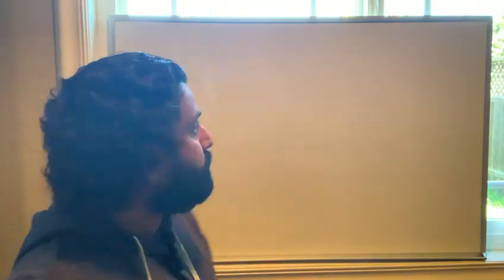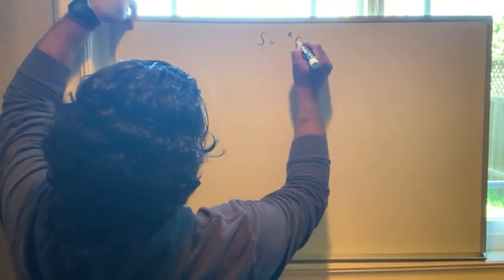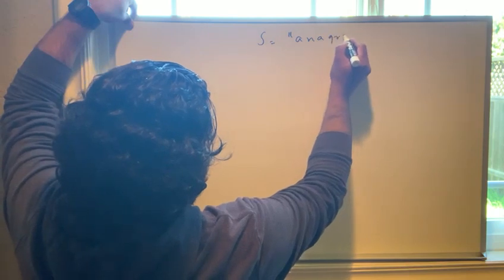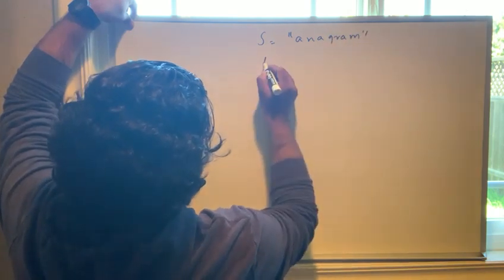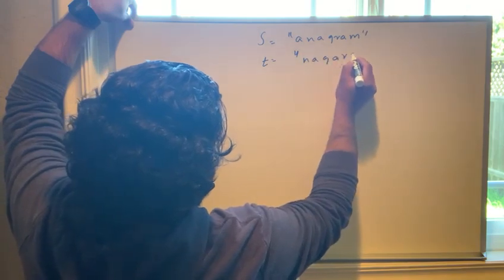So for example, let's take English lowercase letters. So the constraint that we are going to use here is all the letters are in English lowercase letters. So let's take two strings, S equal to anagram and T equal to nagaram.